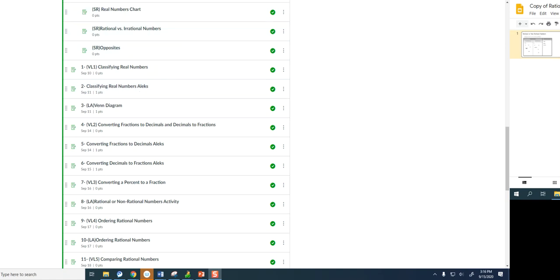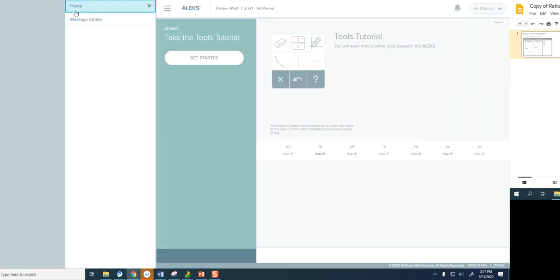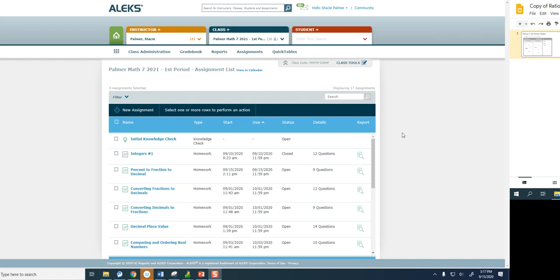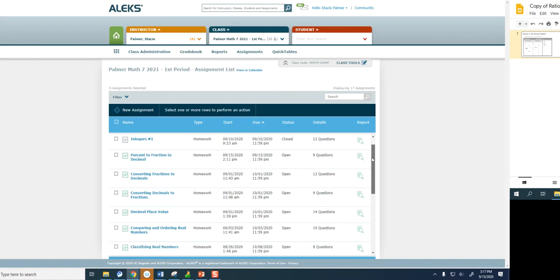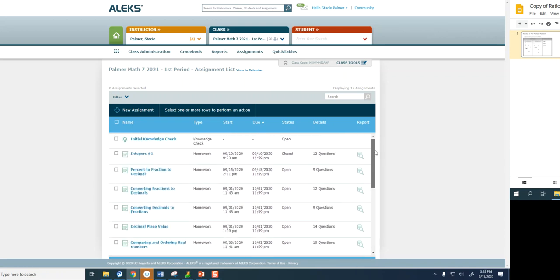So let me show you really quickly what that looks like. Okay, so when they log on to ALEKS, their login screen is probably going to look a little bit different than this. I haven't actually gone through and taken the tools tutorial, but right over here in the left-hand corner is the menu bar. And so when they click on that menu bar, there's going to be a list of links that show up, and one of them is going to be called assignments. And when they click on that assignment list, they're going to have all of these assignments that pop up, and then they can click on the one that they need.